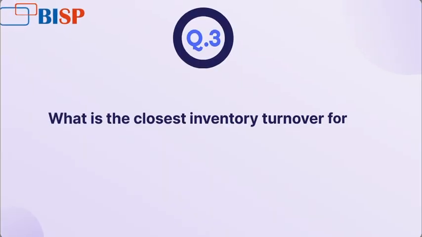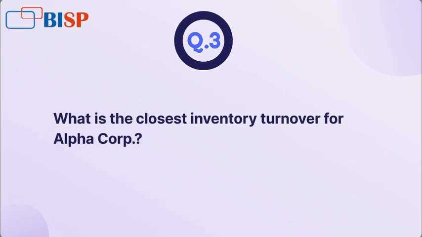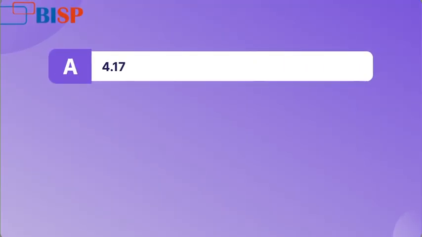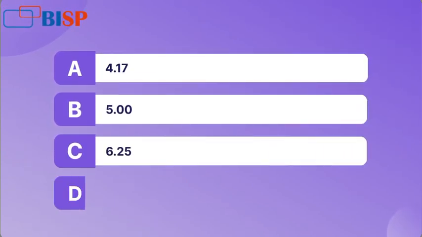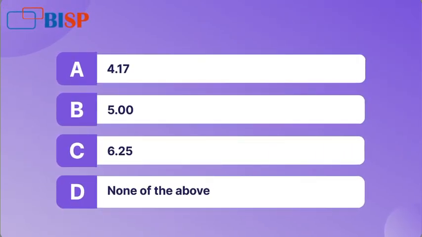What is the closest inventory turnover for Alpha Corporation? A. 4.17. B. 5.00. C. 6.25. D. None of the above.